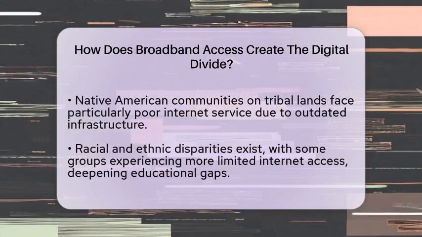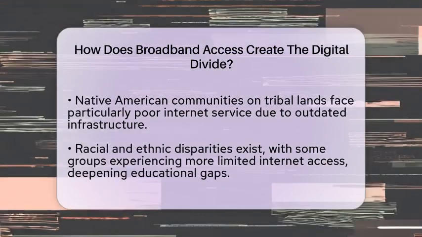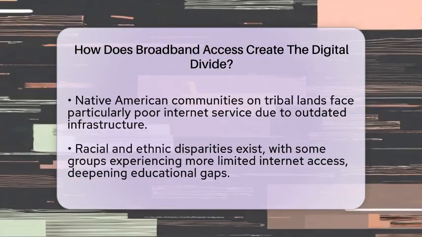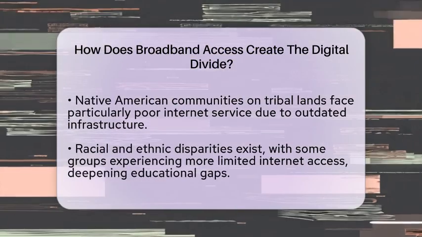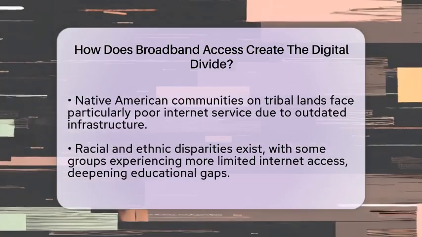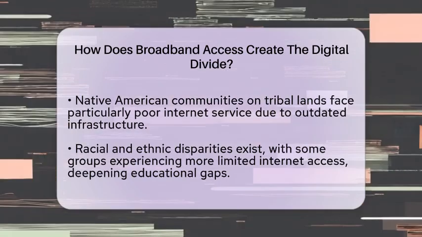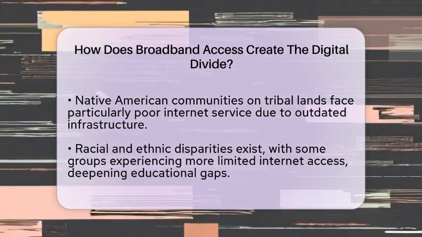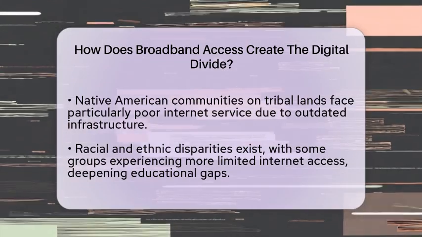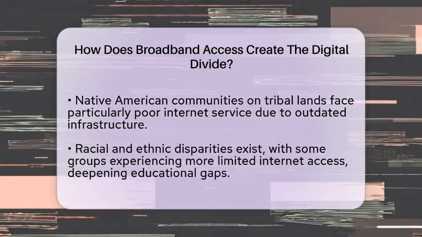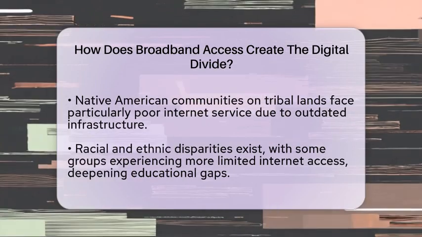Race and ethnicity also influence access. Native American communities on tribal lands face some of the worst internet service. These areas often have outdated infrastructure, which keeps students and families from connecting easily. This deepens educational gaps between different racial and ethnic groups.